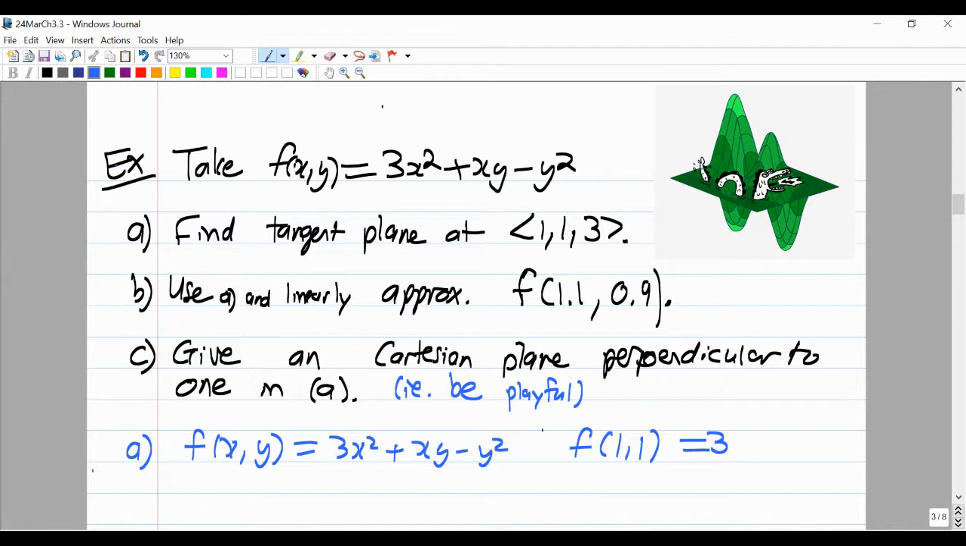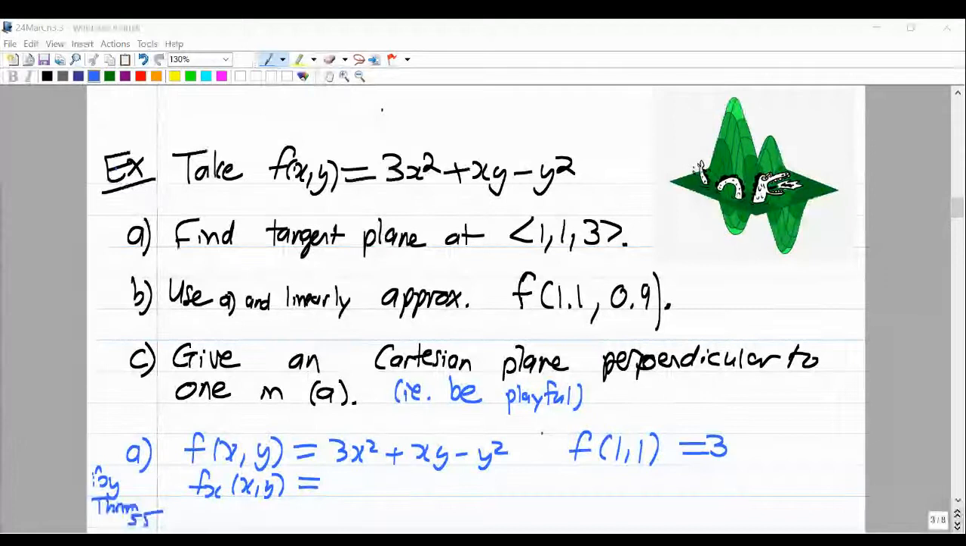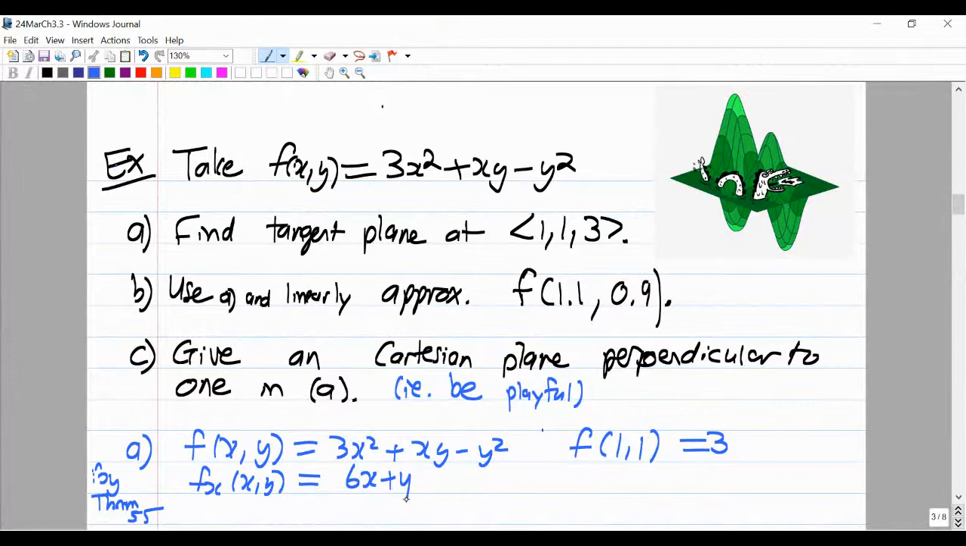And now, by theorem 55, who can tell me what f partial x is? I hope you've been practicing theorem 55. So if it's a function of two variables, for f partial x, you treat y as a constant. Lizuku, can I get 6x plus y? So f partial x at the point (1, 1) is equal to 7.